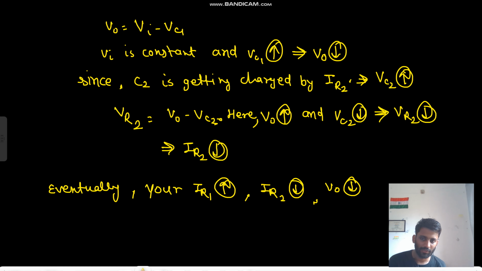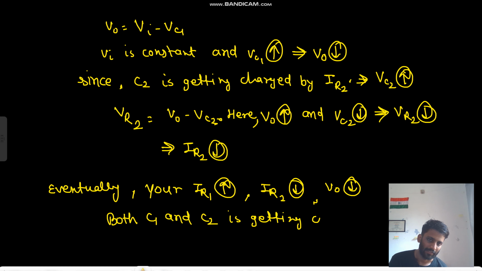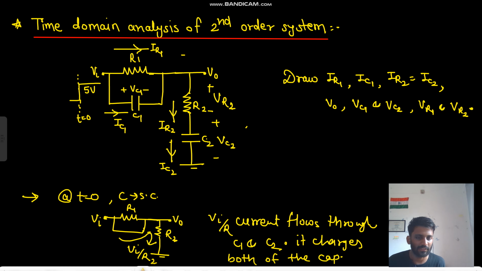And both C1 and C2 are getting charged. Okay, so some students get confused in one concept. They say that IR2 is decreasing, so C2 is discharging. They say that IR2 is decreasing, so C2 should discharge. No, this is not the concept.